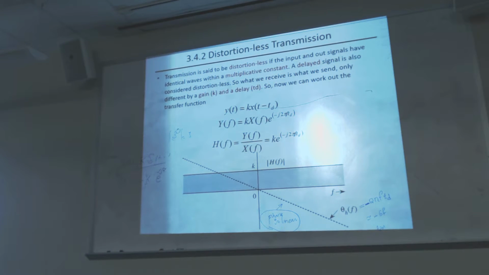So let's read this. Transmission is said to be distortionless if the input and output signals have identical waveforms within a multiplication constant and a delay. A delayed signal is also considered distortionless. So what we receive is what we send, only different by gain and a delay. So we have constant magnitude and then linear phase. Any question here?